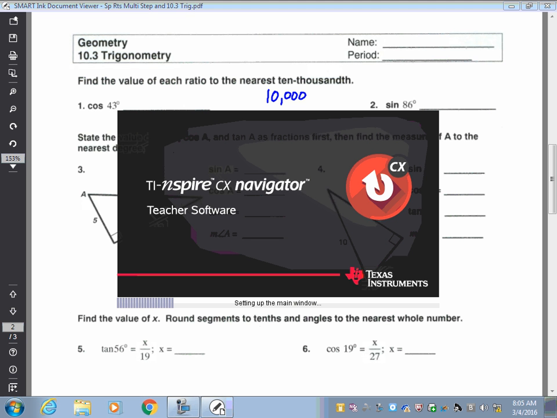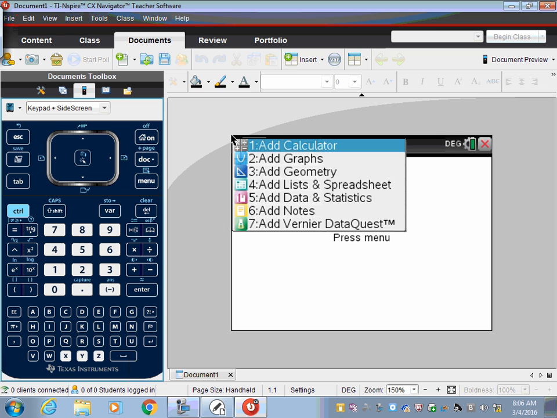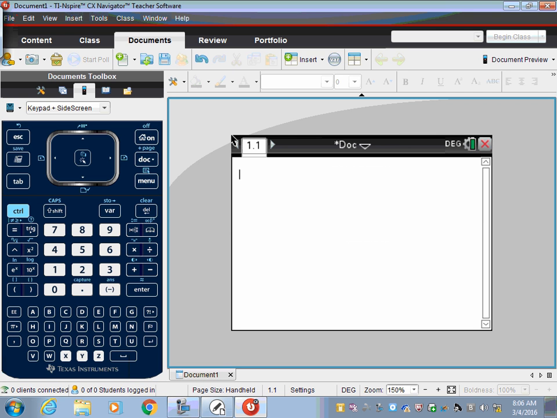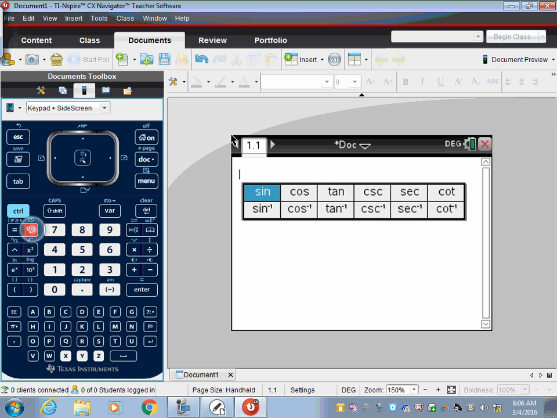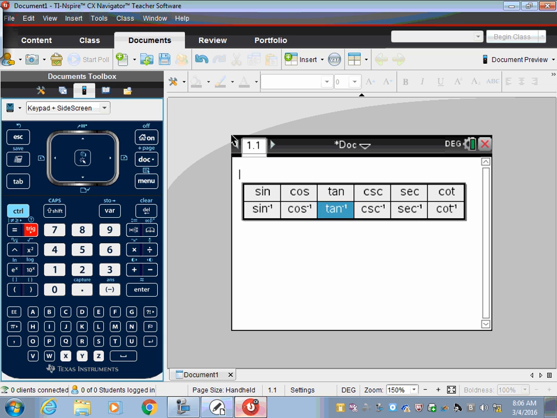As soon as this loads up, I'm going to pause the video and let it load. Okay, so we go to add a calculation. Underneath the blue control button, there's this button that says Trig. If you hit that, you get all your trig ratios. On our first one, I believe, let me look at the worksheet, cosine of 43. So this is just kind of showing an animation of the different ones.